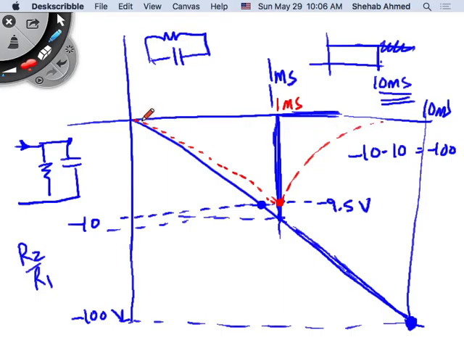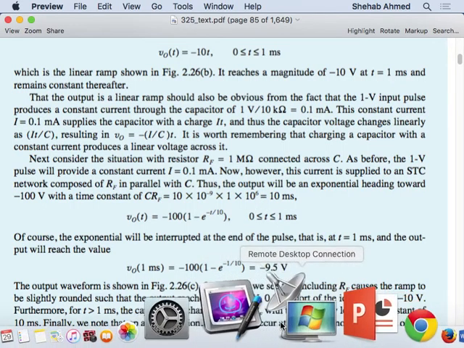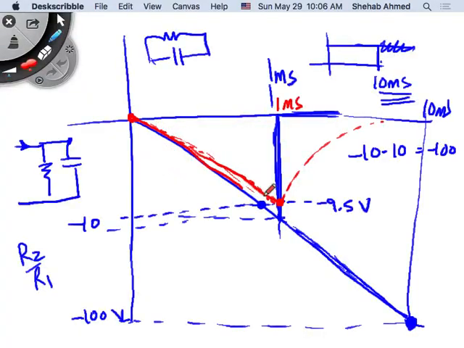Do you think it started from 0, and after 1 millisecond this was a straight line? It wasn't. It was the same exponential equation that we derived. I cannot draw it as an exponential, but the output voltage will basically be guided by this exponential equation. We know that at 1 millisecond it's minus 9.5. How does it rise? How does it go to minus 9.5? It's an exponential function. And it's close enough to the ramp.